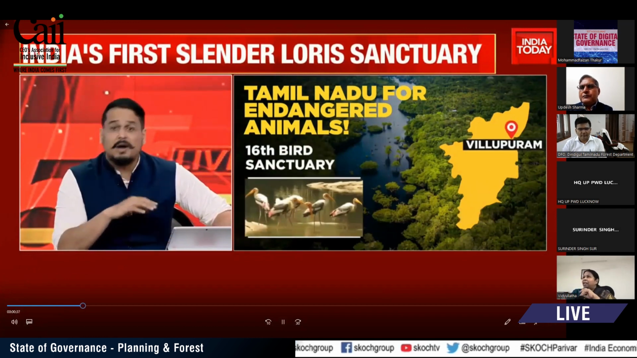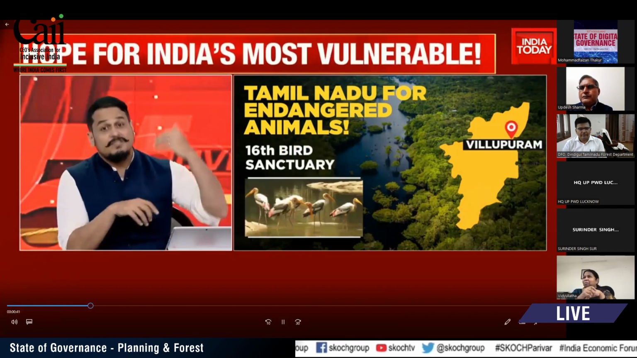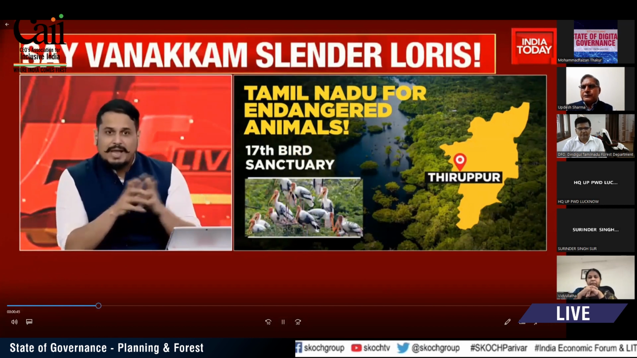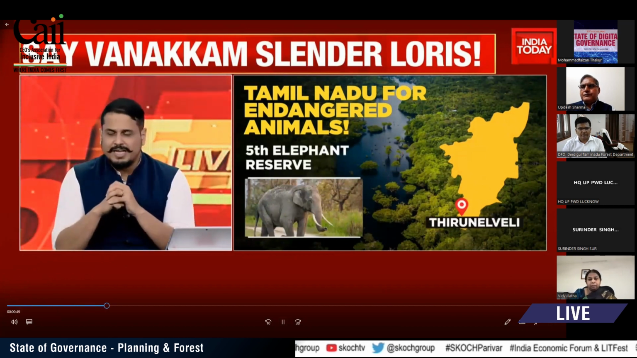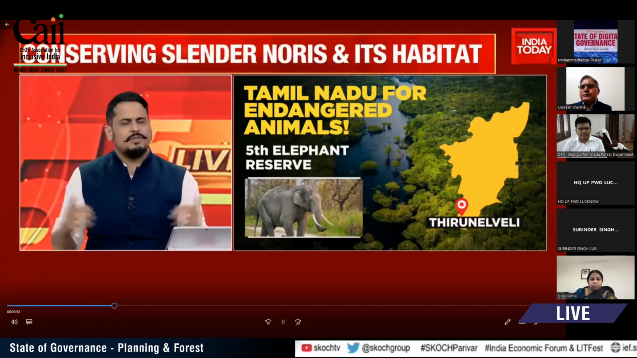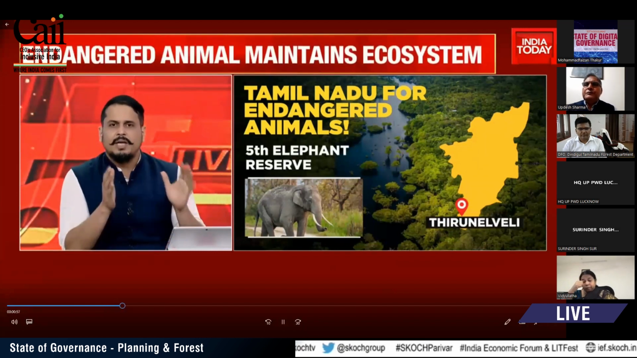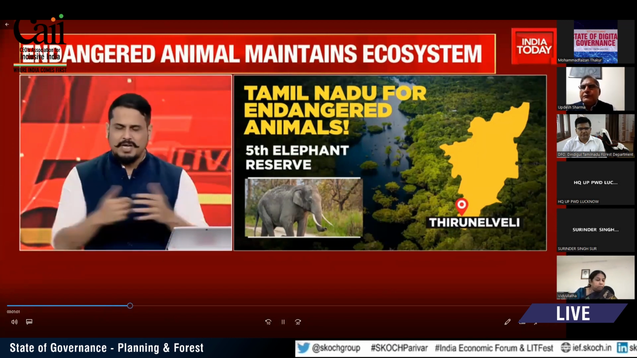The 16th bird sanctuary was notified last year in Villupuram. The 17th bird sanctuary was also notified by the government in Tirupur. And also last year, the 5th elephant reserve was notified in Tirunelveli. These are only 5 examples of some of the actions that have been taken by the Tamil Nadu government over the last 1 year for vulnerable and threatened animal species, some of the most beloved in the country.